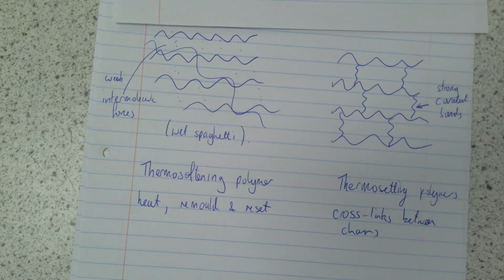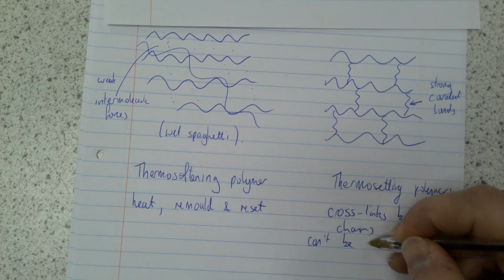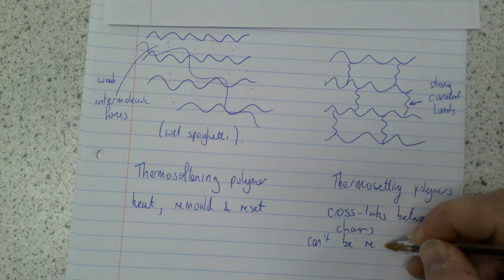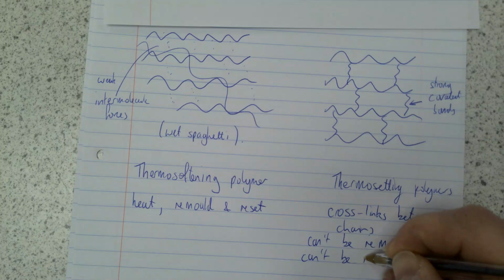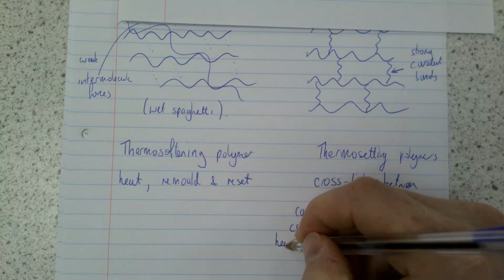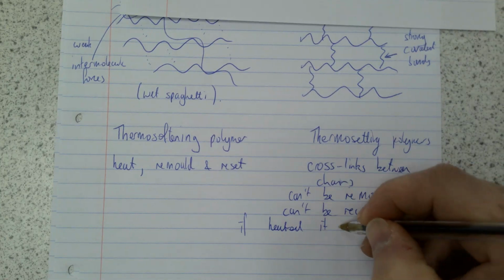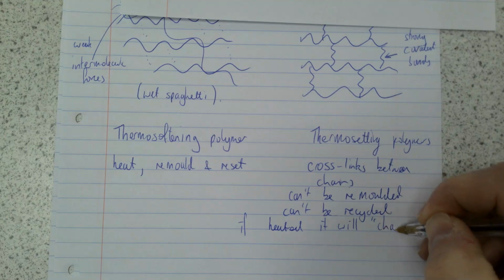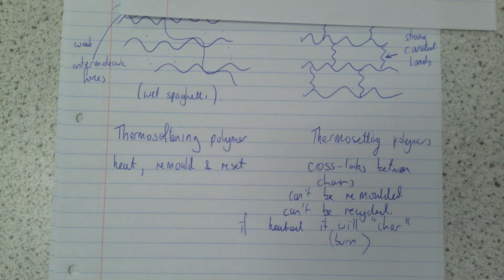And they can't be remolded, and therefore can't easily be recycled. So it will not soften. Eventually, if heated, it will, the word in the book is char, essentially burn, eventually catch fire. So you can't split the polymers apart from each other.